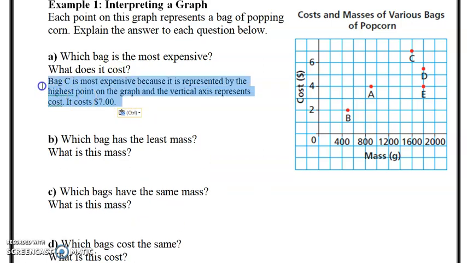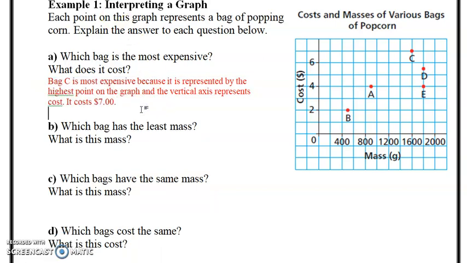So bag C, you'd be correct in saying bag C is the most expensive because it is represented by the highest point on the graph, and the vertical axis represents cost, and that cost is $7. Or 6, so 1 up would be 7. So bag C costs $7. It doesn't ask anything about the mass, so we don't have to. Which bag has the least mass, and what is that mass?